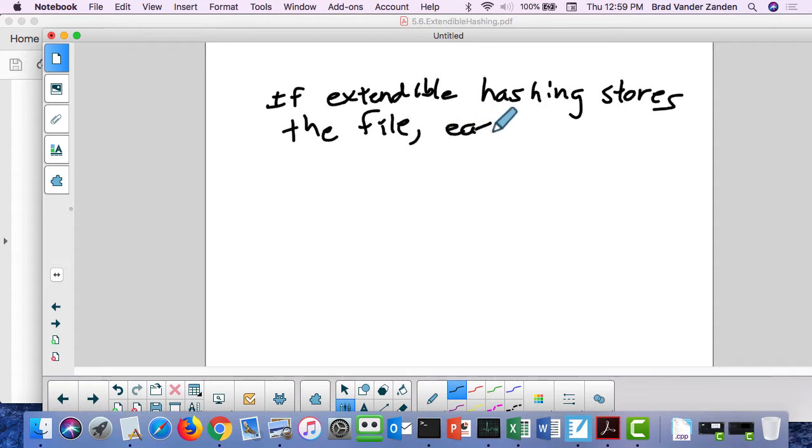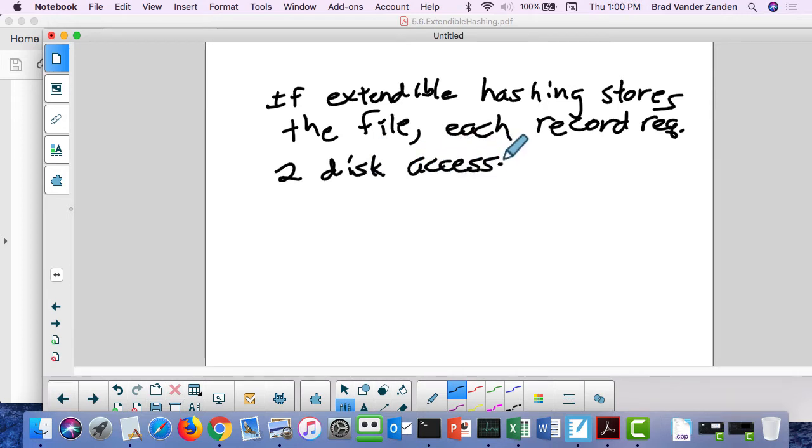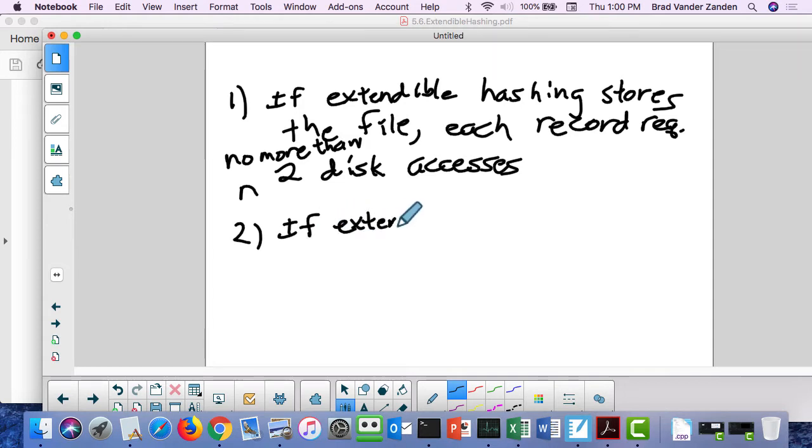So if extendable hashing stores the file, okay, each record requires 2 disk accesses, exactly. Or I should say no more, requires no more. The reason I say no more then is because you can always cache some blocks. So maybe a block's already in memory. Okay, that's pretty rare, normally extendable hashing is used as a secondary index.